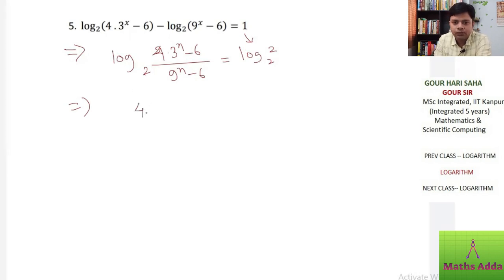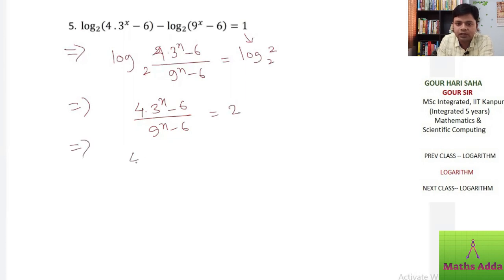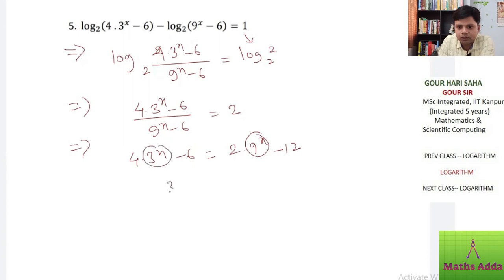Now 4 into 3 to the power x minus 6 by 9 to the power x minus 6 is equal to 2. If you cross multiply, 4 into 3 to the power x minus 6 is equal to 2 into 9 to the power x minus 12. It is 3 to the power x, and it is 3 to the power x whole square. We have all discussed this thing. This is a laws of exponent question. So 3 to the power x is equal to t. So it becomes 4t minus 6 equals 2t square minus 12.